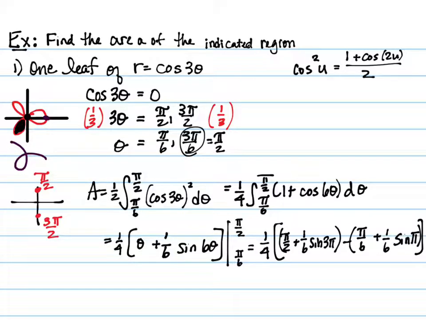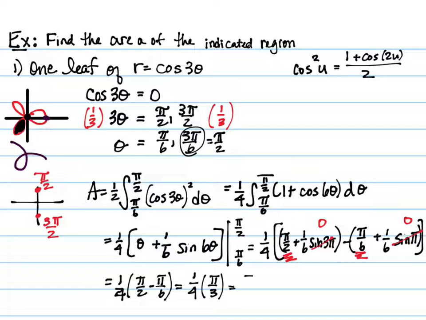All right, so lovely enough, the sine of 3 pi is actually equal to 0, and the sine of pi is actually equal to 0. So the only pieces I have are the pi pieces at the beginning. So I still have my 1/4, of course, at the front. And then I have pi halves minus pi over 6. And pi halves minus pi over 6 is pi thirds. So this ends up being pi over 12.